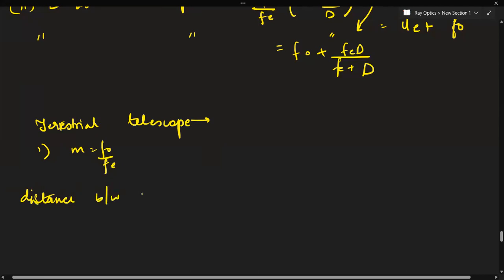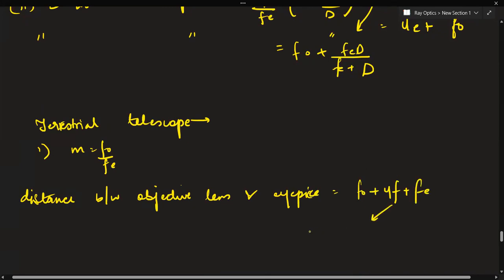Distance between objective lens and eyepiece. This will be now f naught plus 4f plus fe. So where this f, this normal f, this is the focal length of the erecting lens.